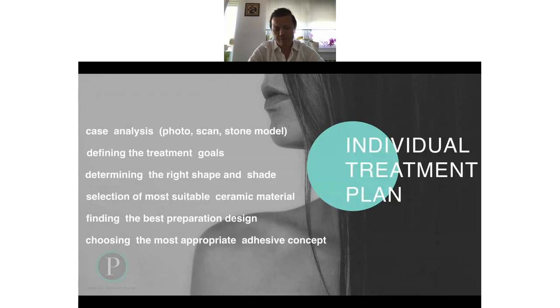When a patient comes to my office, there is one individual aesthetic treatment plan, because we are speaking about cosmetic and aesthetic dentistry. There is always the same procedure for approaching the new case. First of all, we need to have X-rays, we need to take good photos, and we need to take impressions for the stone models. In recent times, we also scan every patient.